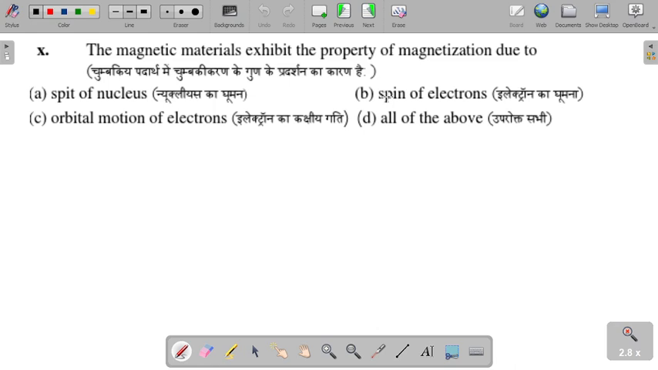The magnetic material exhibits the property of magnetization due to speed. This should be not speed, this should be spin. So because of the spin of nucleus, spin of electrons, orbital motion of electrons, all of the above. The magnetic material exhibits the property of magnetization due to all of the above: spin of electrons, spin of nucleus, and orbital motion of electrons. So the right answer for this question will be option D.